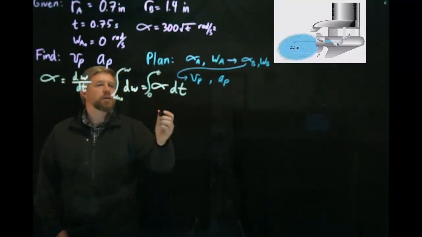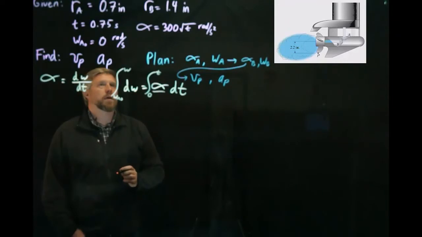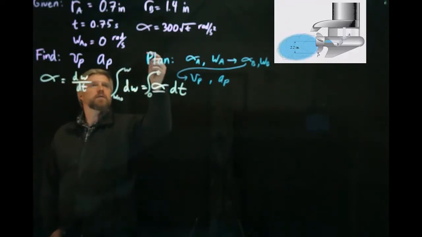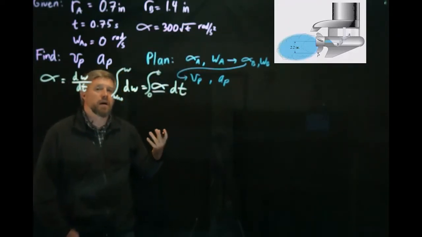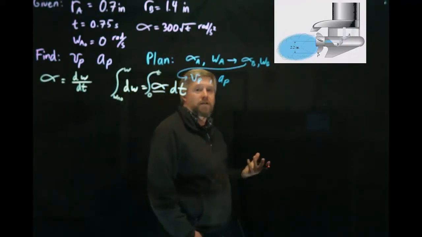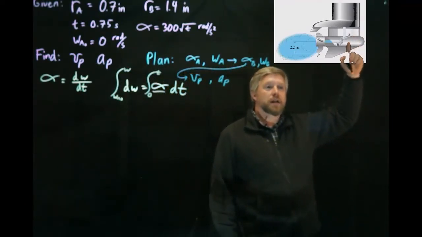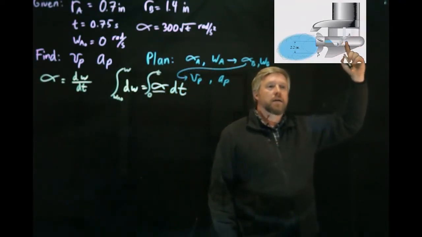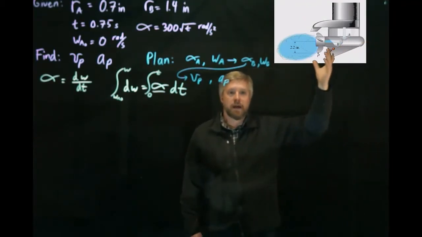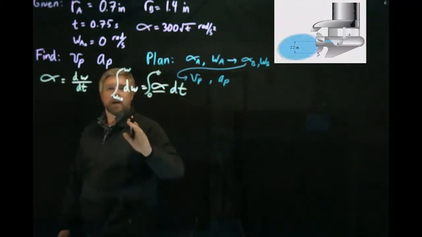Now all we have to do is plug in the equation that we're given for alpha and integrate. The equation we're given for alpha is the equation of the angular acceleration of the drive shaft. But you notice the drive shaft is connected directly to gear A, so A and the drive shaft have to have the same angular acceleration. Let's go ahead and solve this.